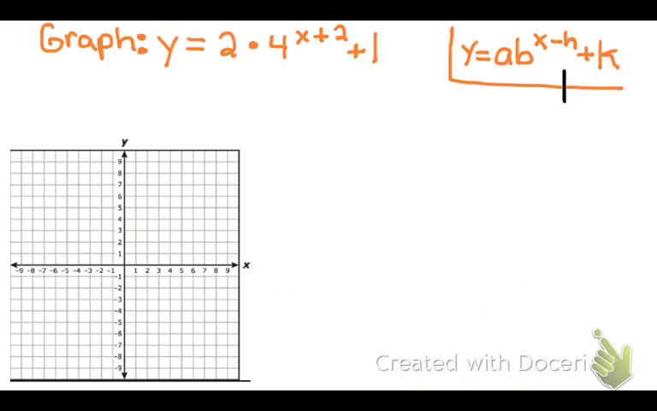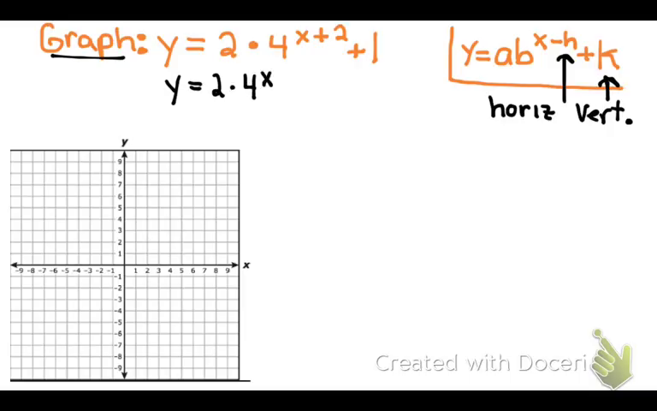Translations are back. Remember what we know about the h value. That is a horizontal shift, and the k value is a vertical shift. So if you are given an equation like y equals 2 times 4 raised to the power x plus 2, and then plus 1 to graph, you could graph y equals 2 times 4 raised to the power of x, then do the horizontal shift and the vertical shift. But we're going to do it a little bit differently in this example.